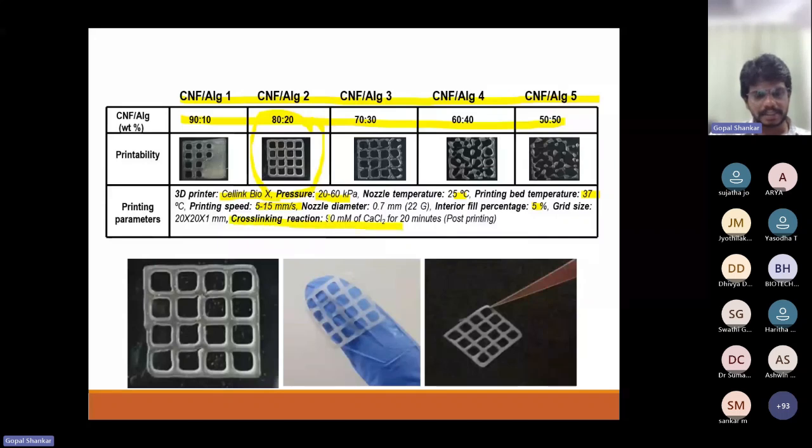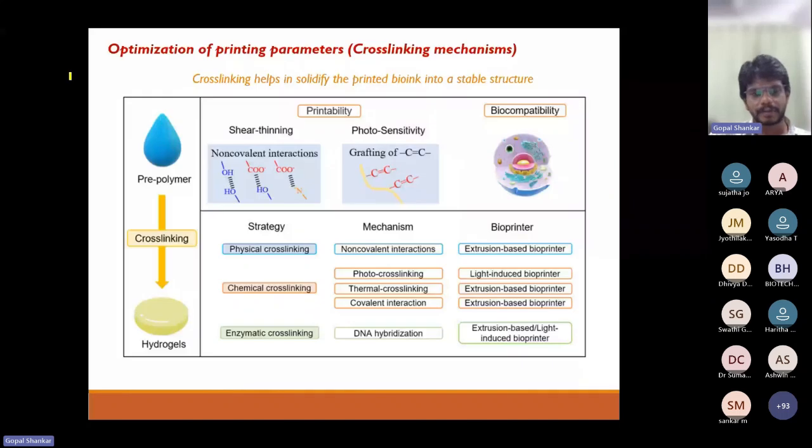So this is the printed structure, and post printing, you see that we are able to handle this material. This is using a finger and this is using forceps. So again, the second optimization, the first one we saw was about the pressure and the print speed. The second optimization is the cross-linking mechanism. So what type of cross-linkers do you use to bind all your proteins together and exhibit a three-dimensional construct? Cross-linking basically talks about the printability of the material. Here we have two concepts, shear thinning and photosensitivity.